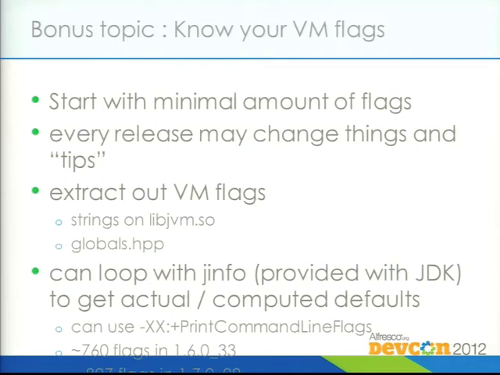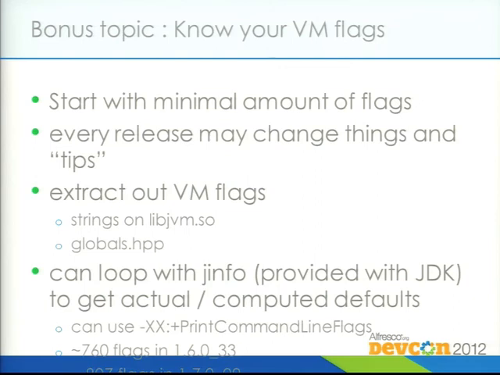Out of curiosity, what you can do is extract all the VM flags that are available for a specific VM. For example, if you're using Linux or Solaris, you can run strings on libjvm.so, and you can find out all the flags that you have on a specific release of the JVM. If you have access to the JVM source code, you can look at globals.hpp. That's also another way to find out.